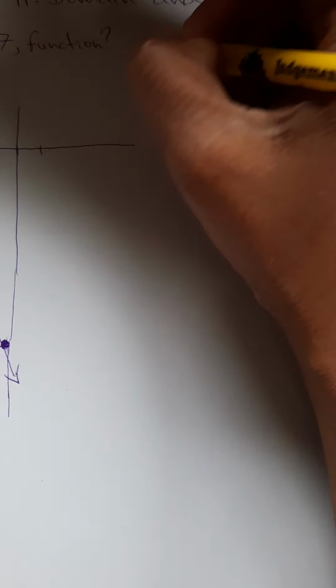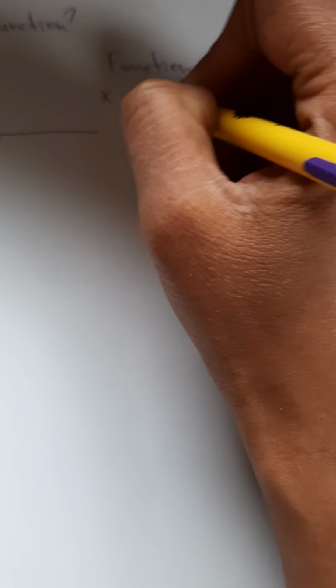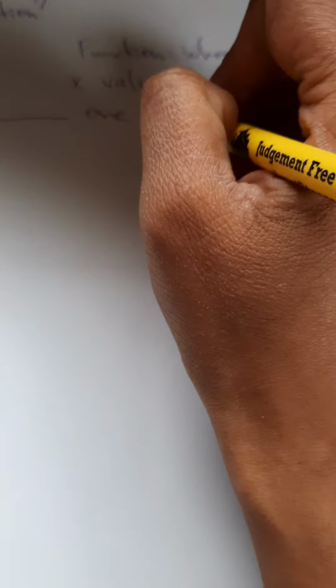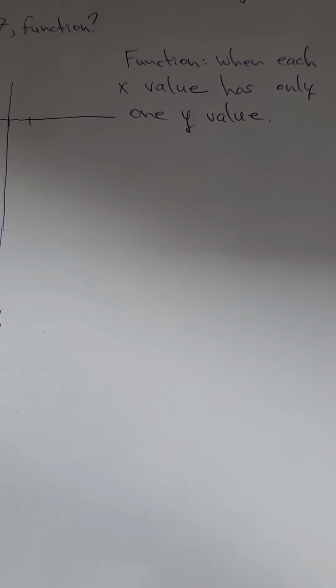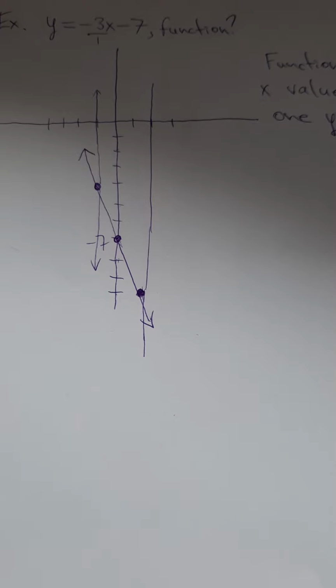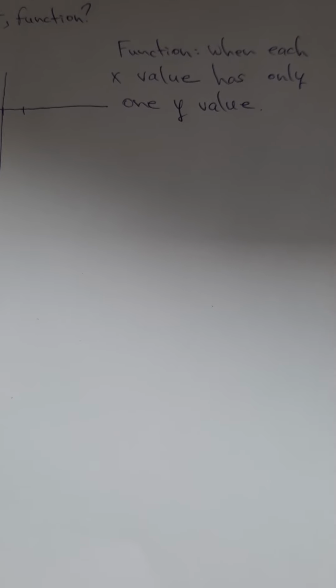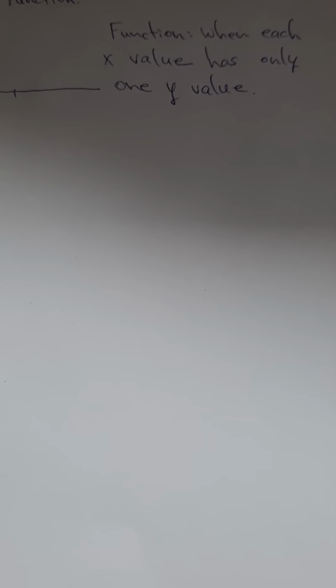Let's put it on the side maybe. A function is when each x value only has one y value. There will be some general patterns that we will look at. Anytime you have a linear equation or a linear relation, it is always a function. It does satisfy the vertical line test every time. Does everyone see that?